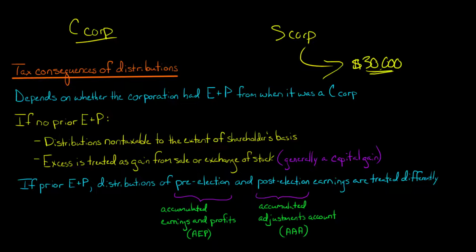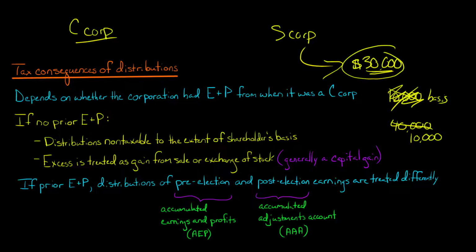It's non-taxable, and I say here, to the extent of the shareholder's basis. So if your basis was just $10,000 and the S corp gave you $30,000, your basis would get wiped out, but you still have $20,000 beyond that. The excess would be treated as a gain from the sale or exchange of stock, which would generally be treated as a capital gain. Now if your basis, let's say, instead had been $40,000, and you get $30,000 cash from the S corp, then your basis would just go down to $10,000. So basically it's not taxable to the extent that you have basis to absorb it, and it just reduces your basis. But if you get a distribution beyond your basis, then that excess will be taxable to the shareholder.